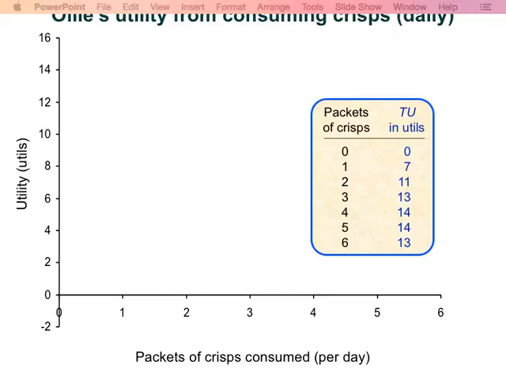And when he doesn't consume any, so look at the box, doesn't consume any crisps, he gets nothing, no utility, no satisfaction. By the way, utility is measured in utils, a unit of measure for utility, satisfaction. We will eventually digress from this topic and focus more on money terms. We measure the utility in money terms.